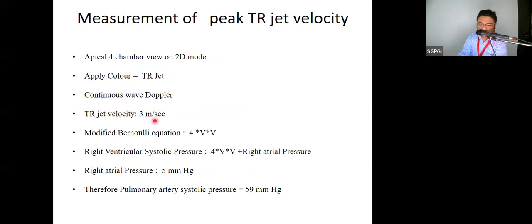Suppose the TR jet velocity is around 3. We use this equation, which is known as the modified Bernoulli's equation, that is 4V square. So the right ventricular systolic pressure is actually 4V square plus the right atrial pressure. Usually we take the right atrial pressure to be about 5 millimeters of mercury. If you put the TR jet velocity in this formula, you will get the pulmonary artery systolic pressure.